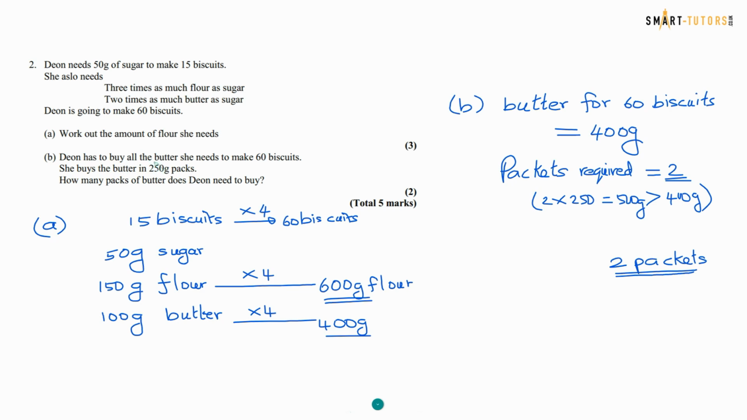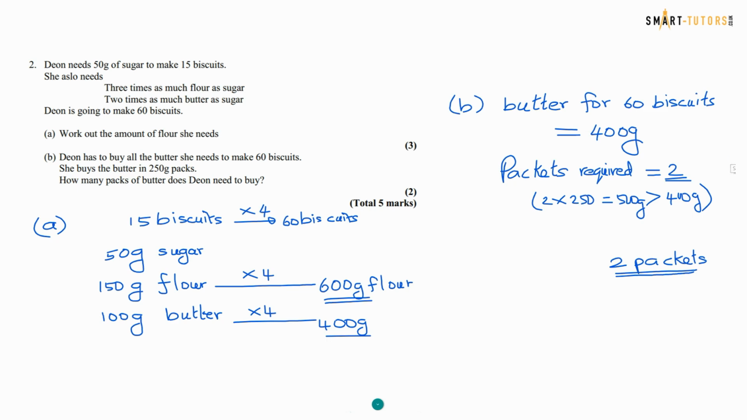Dion has to buy all the butter she needs to make 60 biscuits. She buys the butter in 250 gram packs. How many packets of butter does she need? So butter needed for 60 biscuits is 400 grams. Packets required is 2, because 250 gram packets, if she buys 2 of them, is 500 grams, more than enough.